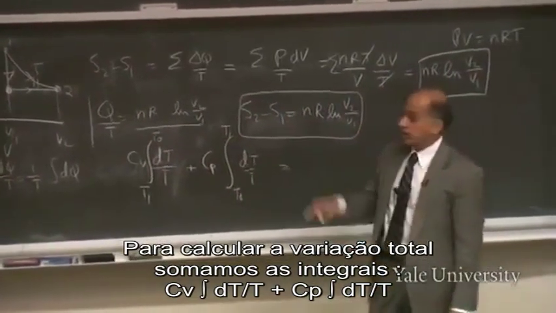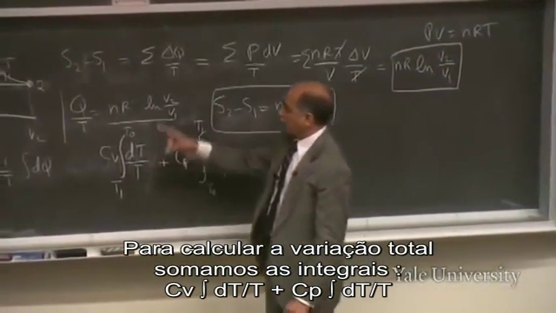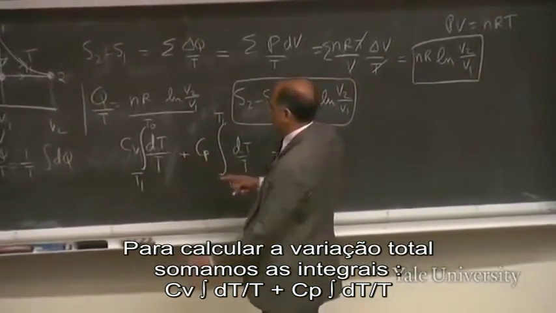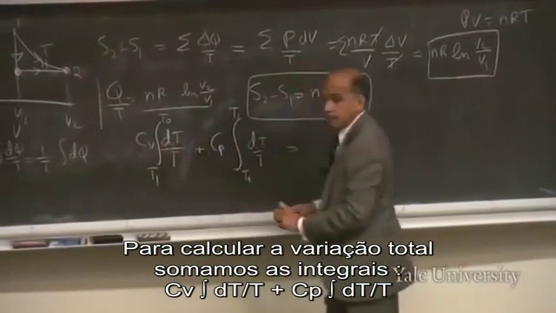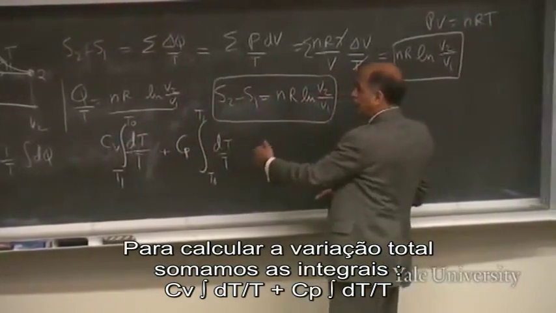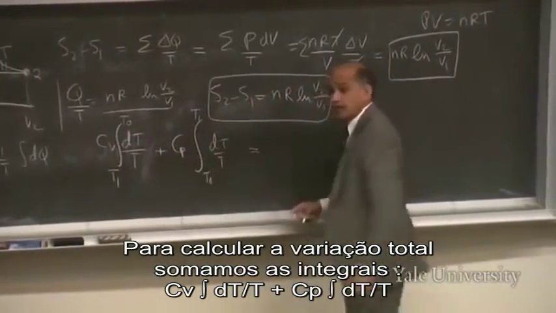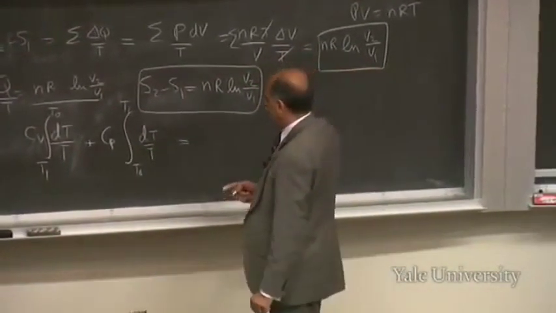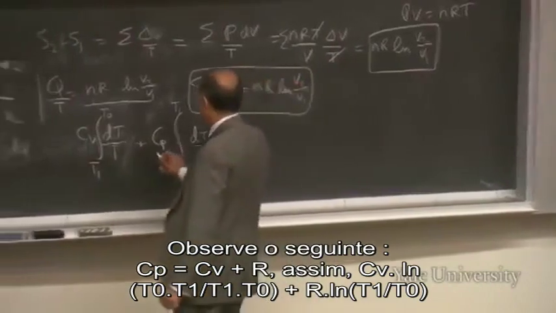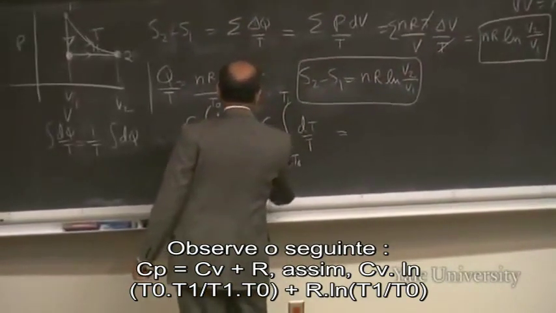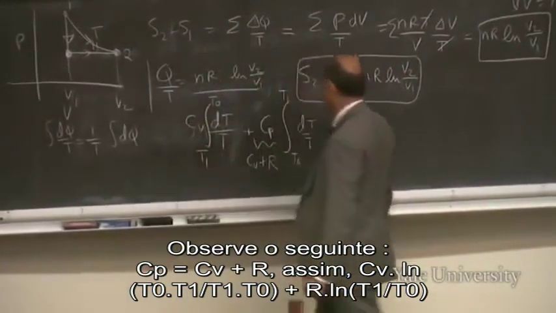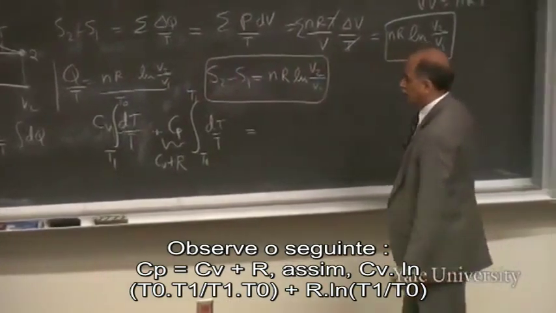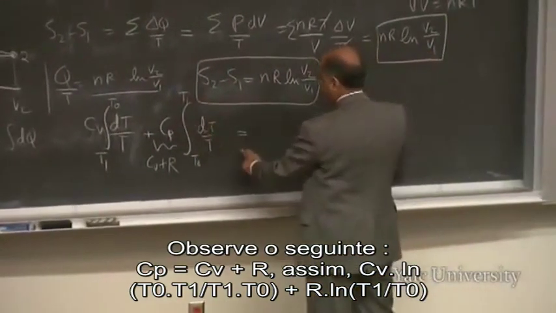Now it's a two-step process. You come down, because you're at constant volume and you're doing something to the gas, dq is Cv dT. Horizontally, you're at constant pressure, dq is Cp dT. That's the definition of specific heat at constant volume and constant pressure. But notice the following. Cp is equal to Cv plus R. So put Cv plus R here and look what you get.